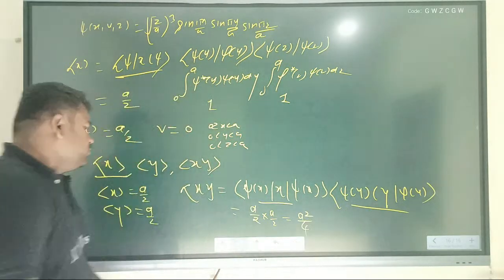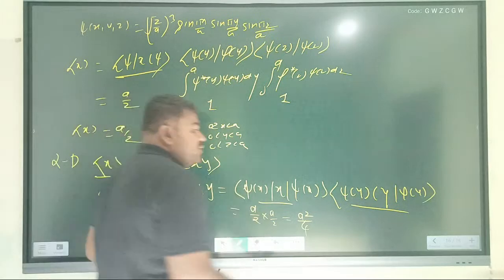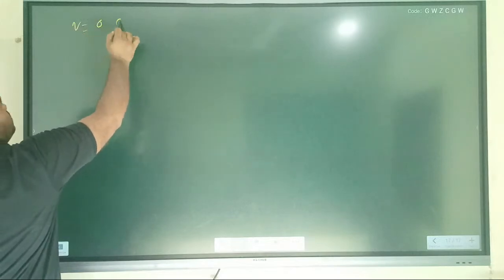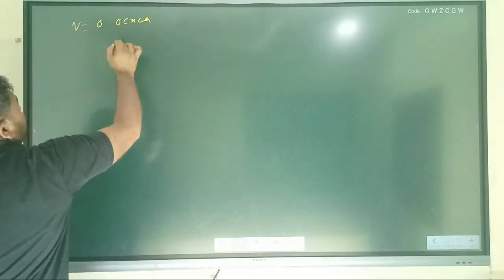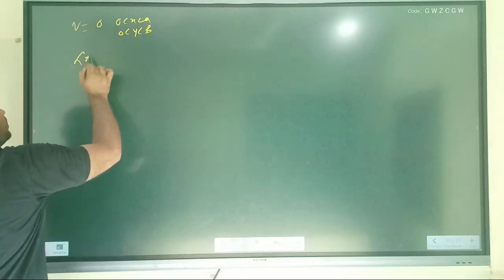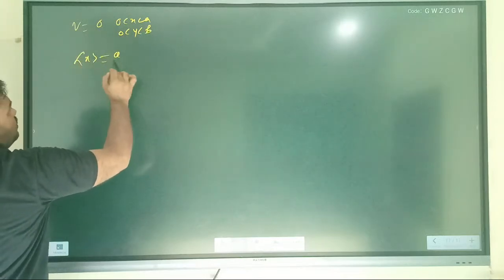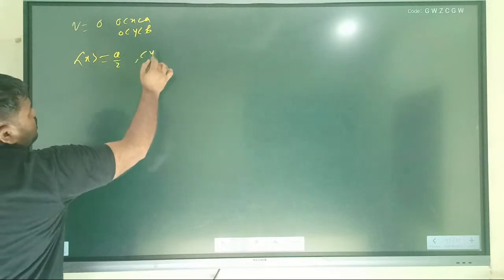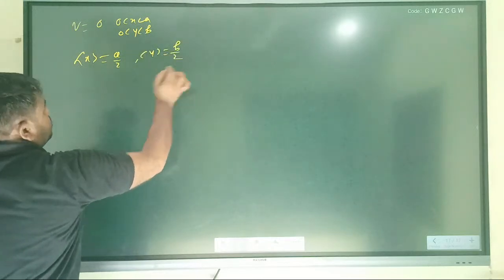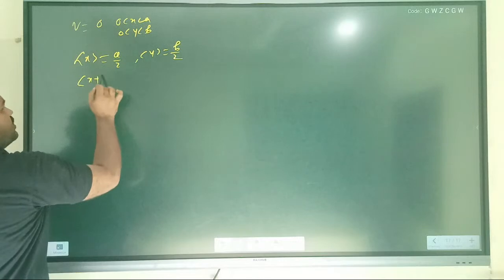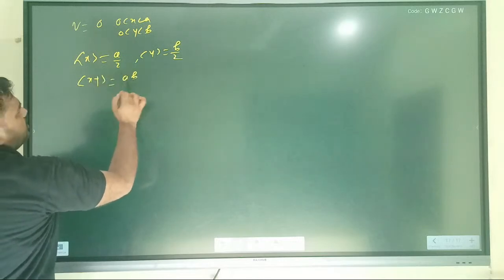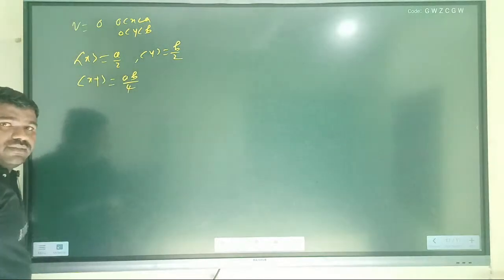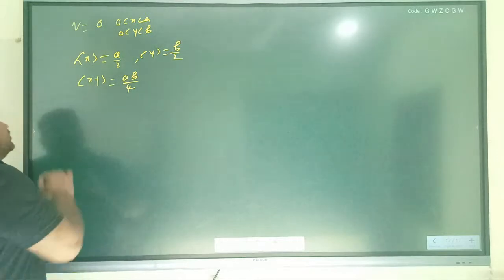Suppose the width is different. A 2D system is given and the width is different, meaning the potential V is equal to 0 in which region? 0 < x < a and 0 < y < b. So what is the expectation of x and y? Expectation of x is a by 2, expectation of y is b by 2. What is the expectation of xy? It is equal to ab upon 4. Understood?